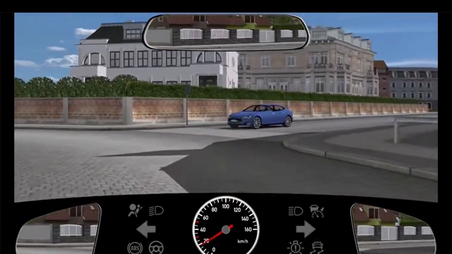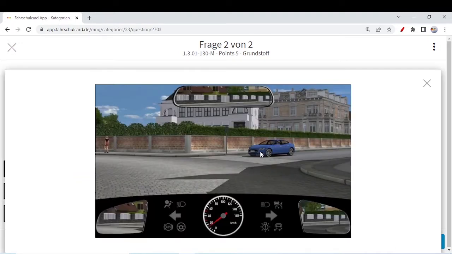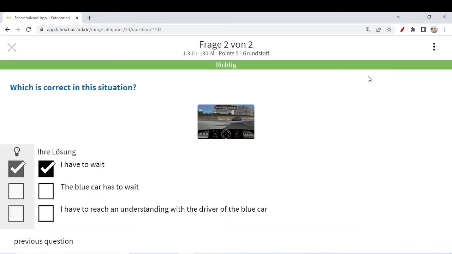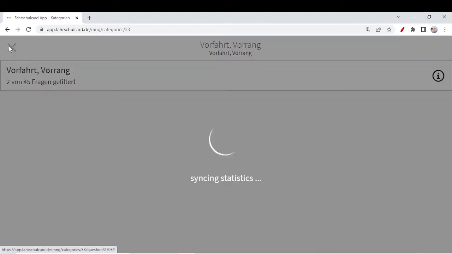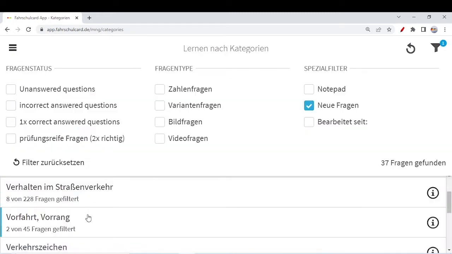But here is a blue car. So what is correct in this situation? I have to wait. The blue car has to wait? No. As per the rule right before left, the blue car is on the right-hand side and the car has the highest priority. I have to reach an understanding with the driver of the blue car? Not at all. You have to wait. It's a normal road. Only it's a circular road. But on the normal road, if no traffic sign, the normal rules of right before left will be applied here.